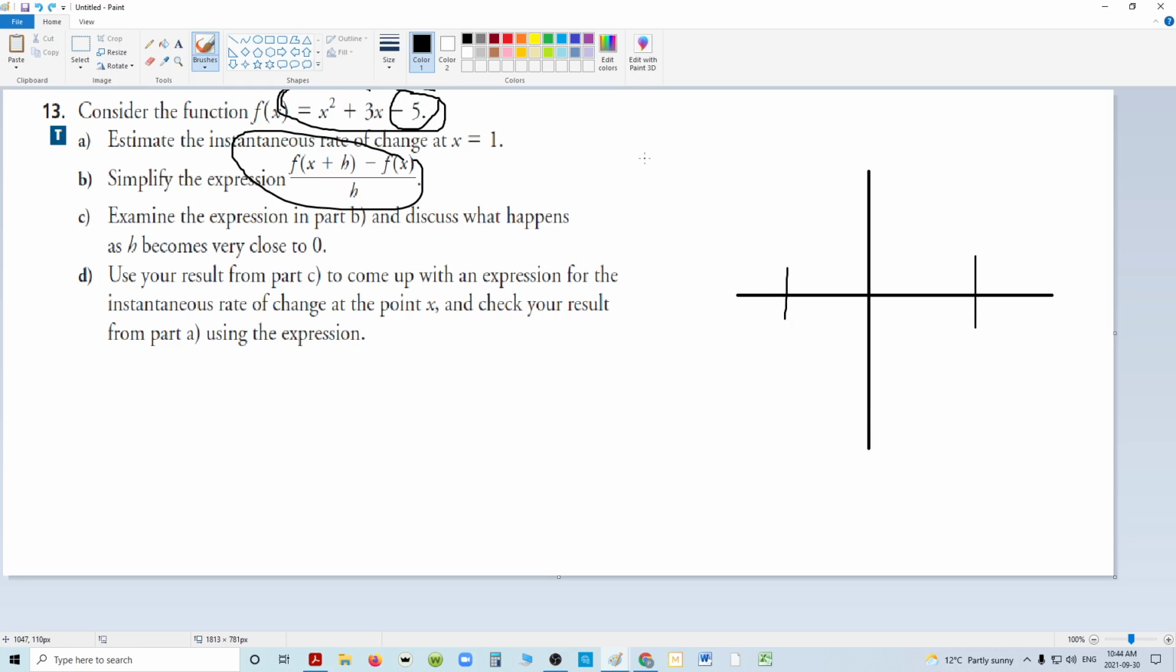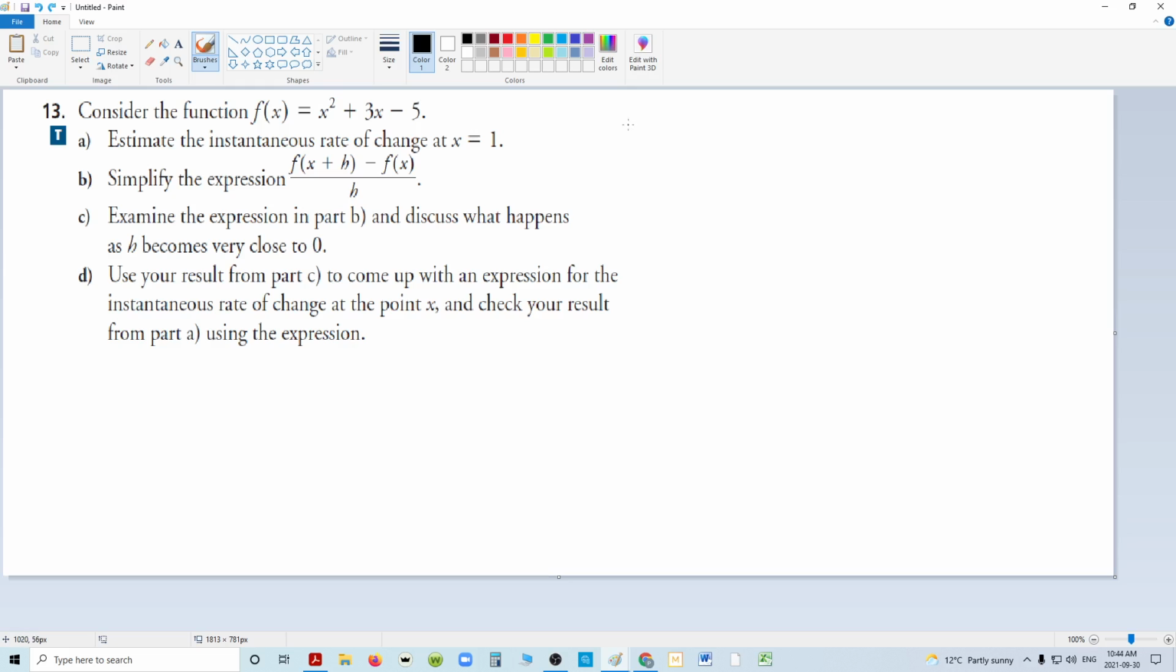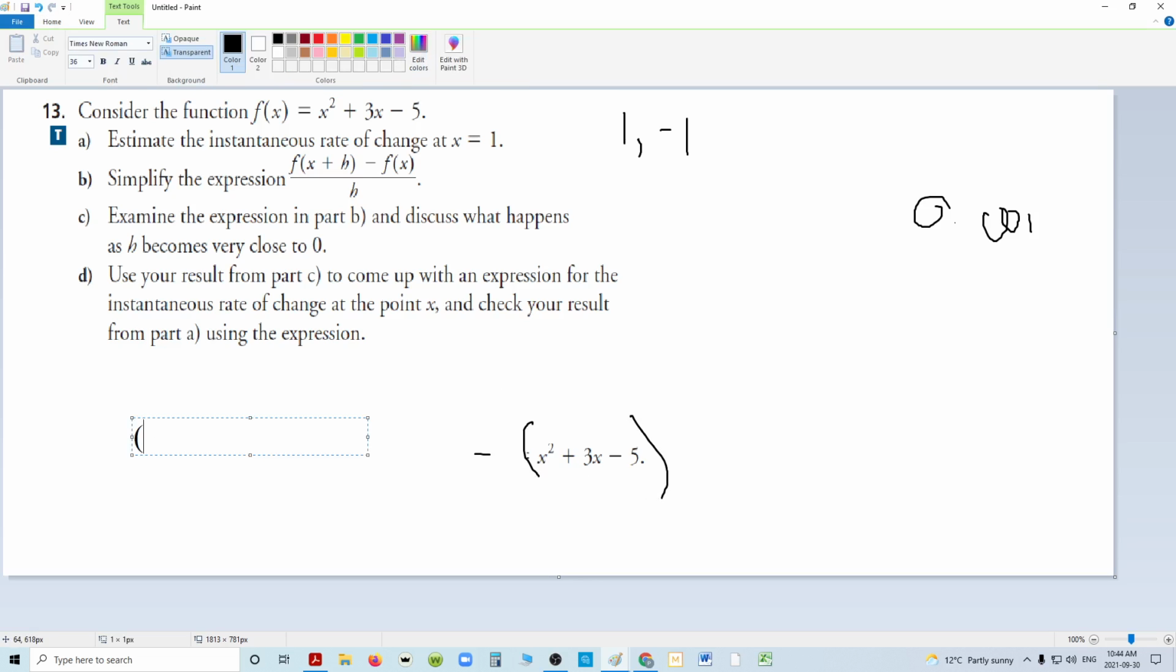Let's get rid of everything so that I have clean stuff. We get 1 comma minus 1. So that means this here is going to be minus 1. Let's take an h of 0.001 again. And we're going to just take this function. It's going to be that. And in brackets, it's going to be x plus h squared, which is 1 plus 0.01, which is that, squared, plus 3 times our 1.01, minus 5.